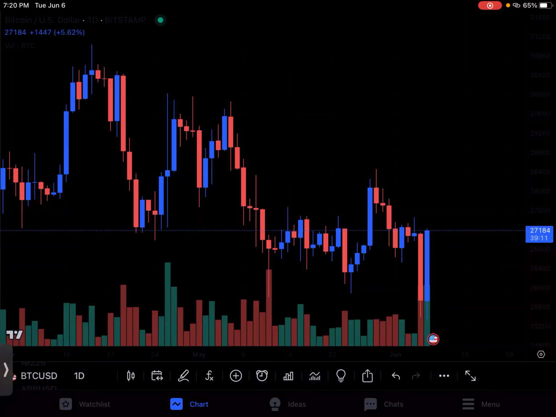Okay, so we are looking at different time frames. This is Bitcoin USD. Now that you understand how the candles work, how the wicks work, how the bodies work, bullish and bearish, let's go to the day.